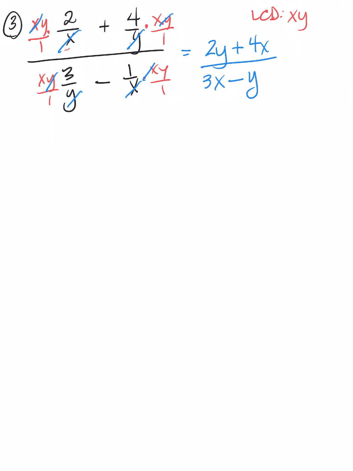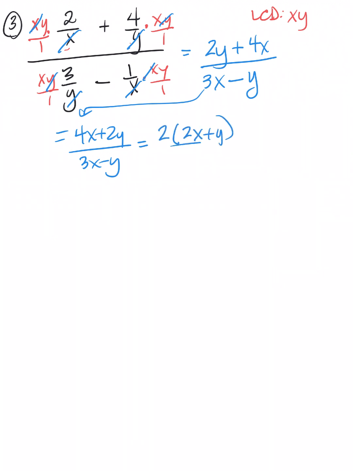Now, we need to clean it up just a smidge. We want to make sure we put things in alphabetical order. If you didn't know that's a rule, that's a rule. So we would do 4x plus 2y over 3x minus y. Now, can I factor? Yes, I can take a GCF out of that top. That leaves me with 2x plus y over 3x minus y. Now, I know I can't reduce anything with that, but we want to leave things in factored form.